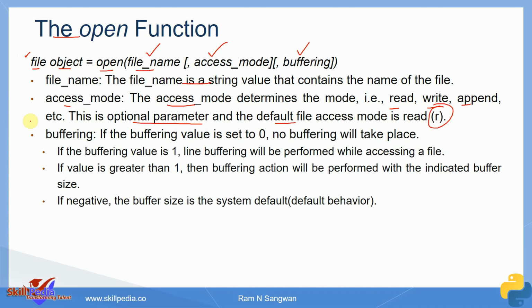Buffering. If the buffering value is set to 0, no buffering will take place. If it is 1, line buffering will be performed while accessing a file. If the value is greater than 1, then buffering action will be performed with the indicated buffer size. If negative, the buffer size is the system default, that is the default behavior.